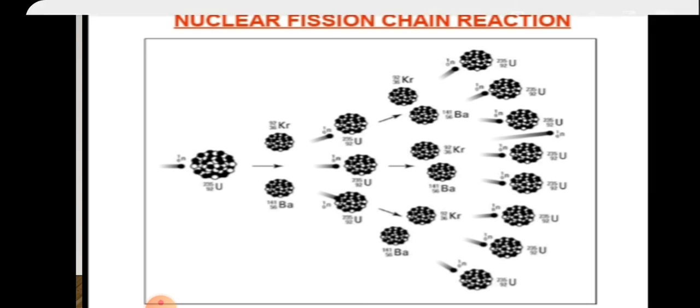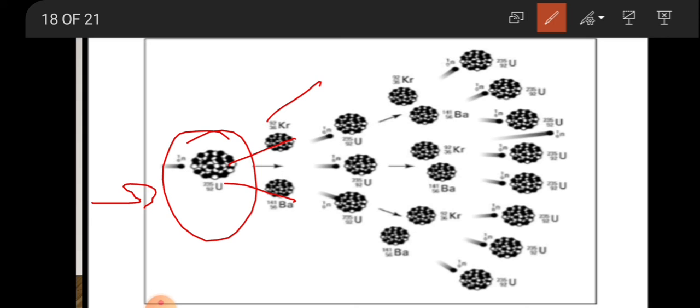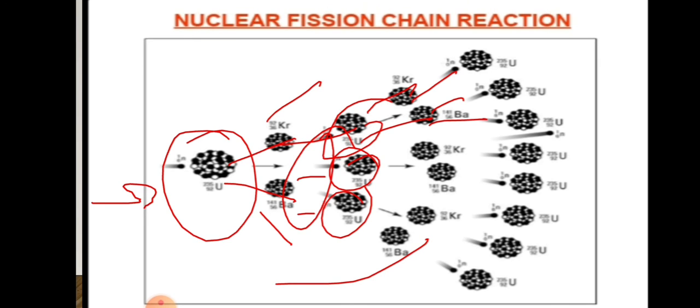Next is a nuclear chain reaction, in which a slow neutron strikes a heavy nucleus and it breaks into 2 atoms, like krypton and barium, and 3 neutrons. These neutrons attack other nuclei and break them into 2 small nuclei, producing 3 more neutrons. And further these reactions continue. This is called a nuclear fission chain reaction.